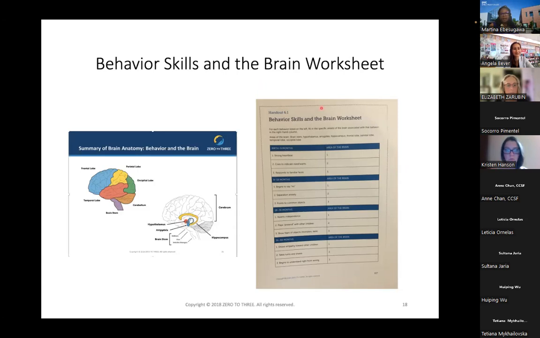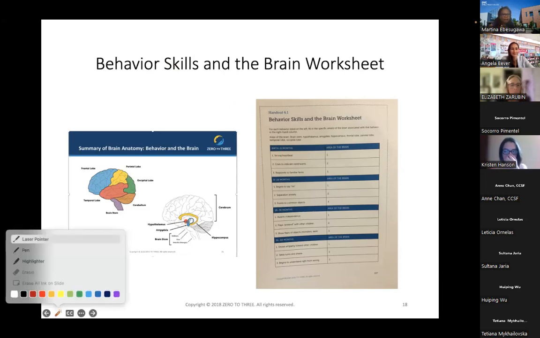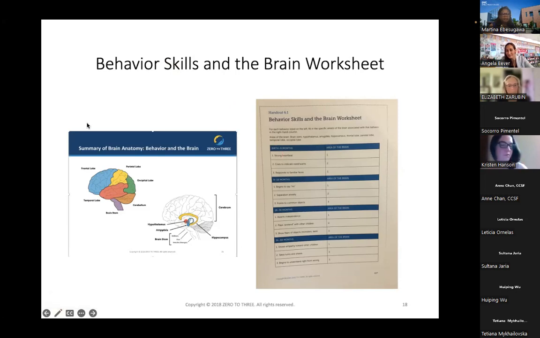Okay, the next one is a child cries to indicate their wants and needs. What area of the brain do you think that would be affected by? So they're crying to indicate their wants and their needs. Oh, there we go. She got it in. Okay. Right, I got them. The amygdala. Yes, the amygdala and the hypothalamus. Excellent. Good. You guys are getting it.